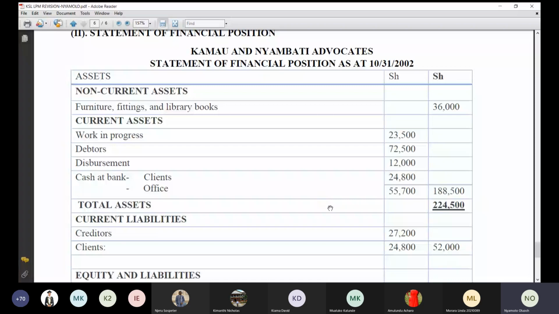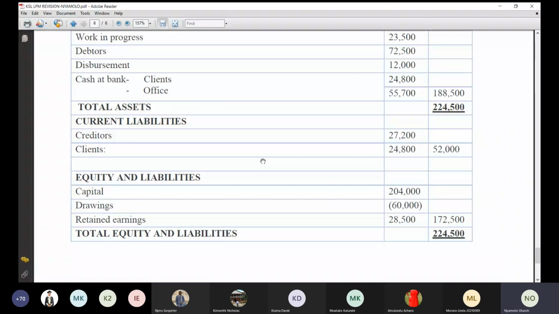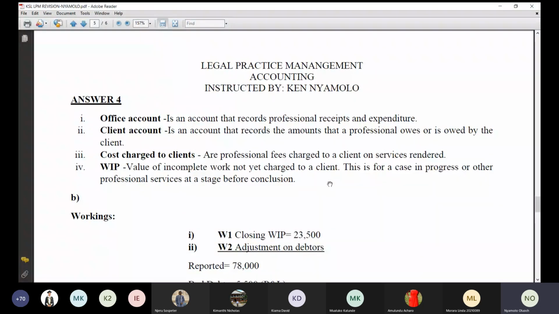Somebody is asking about the client's liability. Remember we said in our definition here that the client account records the amounts that a professional owes or is owed by the client. We are keeping money for and on behalf of the clients. It is a liability to us.